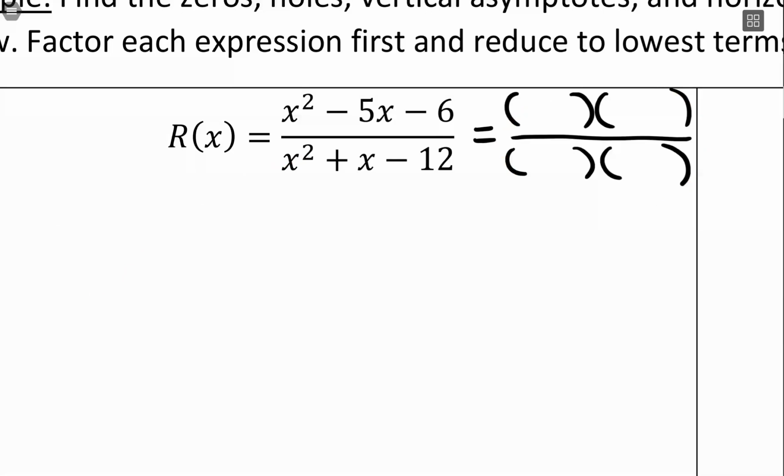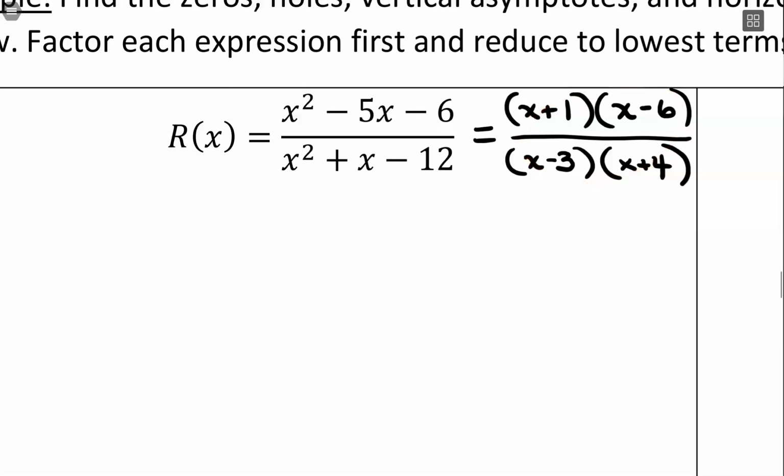So with this one, I need two values that multiply to -6 and add up to -5. So with that, I'll have a +1 and a -6. And then for the denominator, two values that multiply to -12 but add up to +1. So that'll be a -3 and a +4. So there's my factored form. And now what I would do is look for any pieces that would cancel out, which we don't have here.